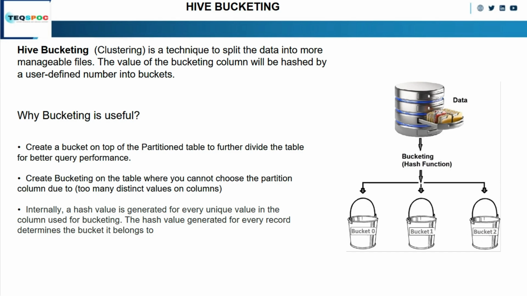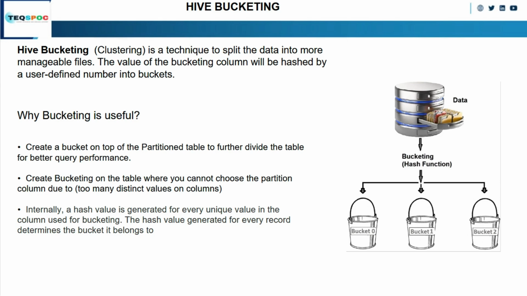Secondly, bucketing is useful where you cannot choose a partition column due to too many distinct values in the columns. That is where bucketing comes into play, when we cannot really choose a field for partitioning due to the high cardinality of that field. So what does cardinality mean as a whole?